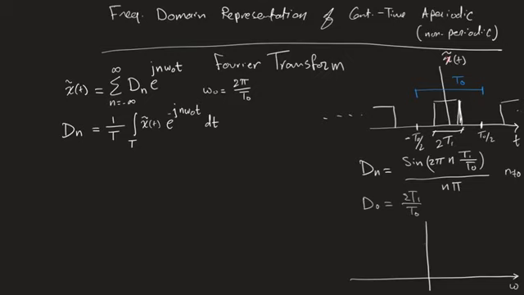Exists at multiples of the fundamental frequency, right? So when n is equal to 1, it's at omega naught. When n is equal to 2, it's at 2 omega naught, 3 omega naught, and so on. Similarly for the negative parts. So if you try to plot them, you will find that they look something similar to this.